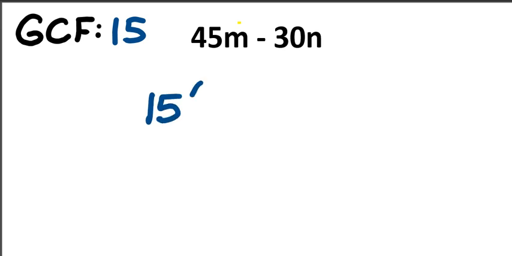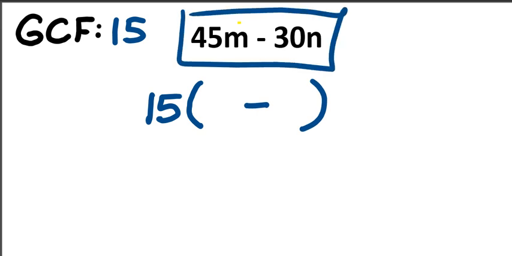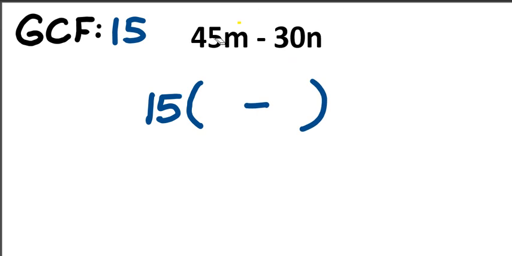Let's try another one. How about this bad boy? Once again, we begin with the greatest common factor. Do you happen to know what the biggest number is that will go into 45 as well as 30? If you said 15, you are absolutely correct. So what do we do with the 15? Well, we take it out. We factor it out, and we ask ourselves, 15 times the quantity what minus what gives us this same expression?